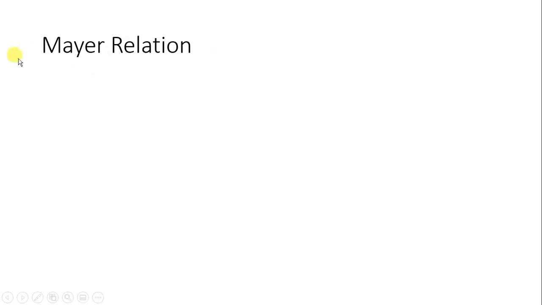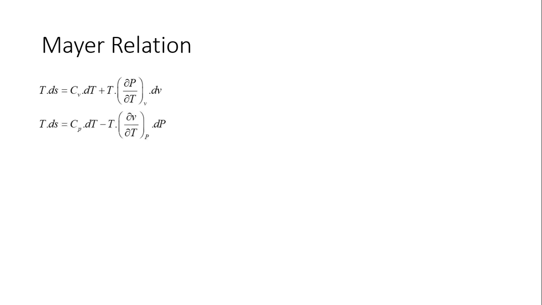Okay, so we will see the Mayer relation. It is the difference Cp minus Cv that we have to derive. We have seen the two TdS equations which we derived previously in this lecture. So I'll write the two TdS equations over here. These are the two TdS relations which we had derived.